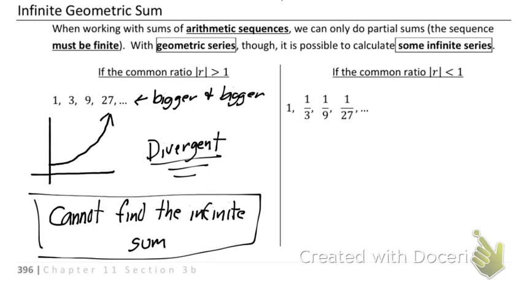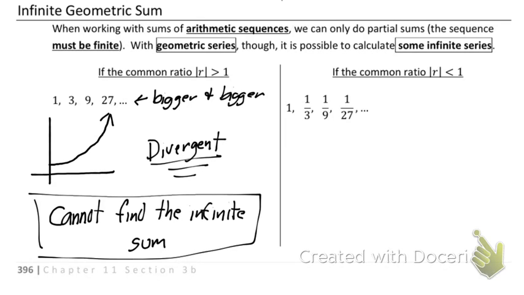And that's all you're going to put on the test. If I give you an infinite sequence and it turns out that your R is bigger than 1, absolute value, you're just going to put "cannot find the sum." Like Jack said, we can actually find this sum if our common ratio, the absolute value of it, is less than 1.